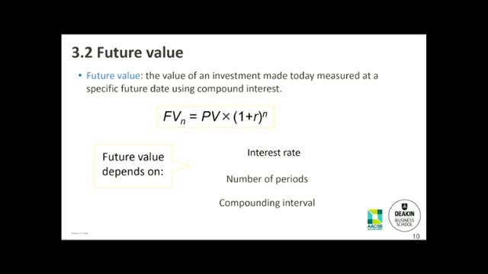And it also depends on the compounding interval. Compounding interval means frequency: monthly, semi-annually, or annually. If it's compounding monthly, your future value will be higher than if it's compounding annually. The higher the compounding frequency, the higher the future value. So basically, if the interest rate increases, or if n increases, the future value increases. Up to this stage, any questions?